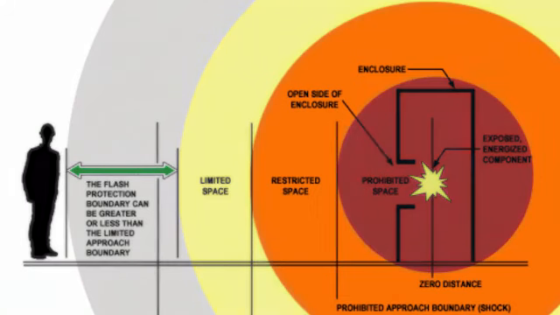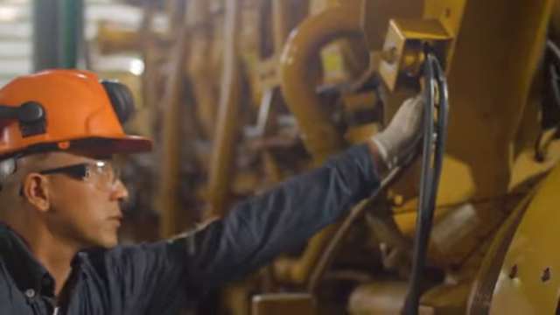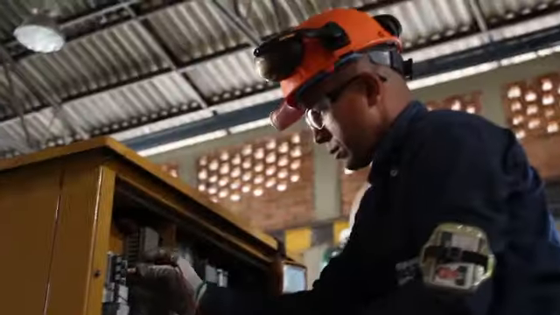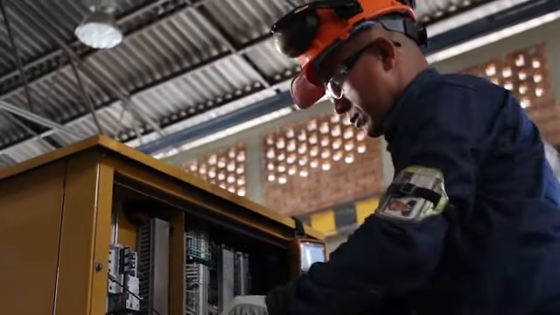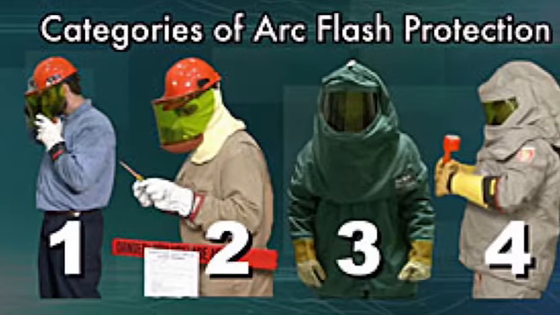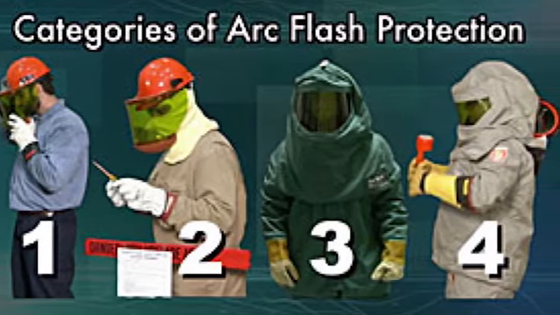The restricted approach boundary is the distance from an exposed energized part where there is an increased risk of shock or arc flash due to the proximity of the part. Only qualified electrical workers are allowed in this area. Non-qualified workers are never allowed in this area. PPE is required when working at the restricted approach boundary, including voltage-rated gloves.